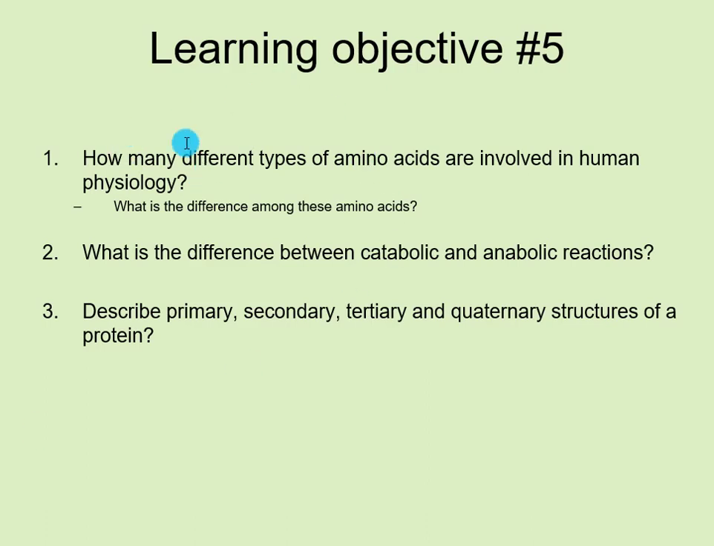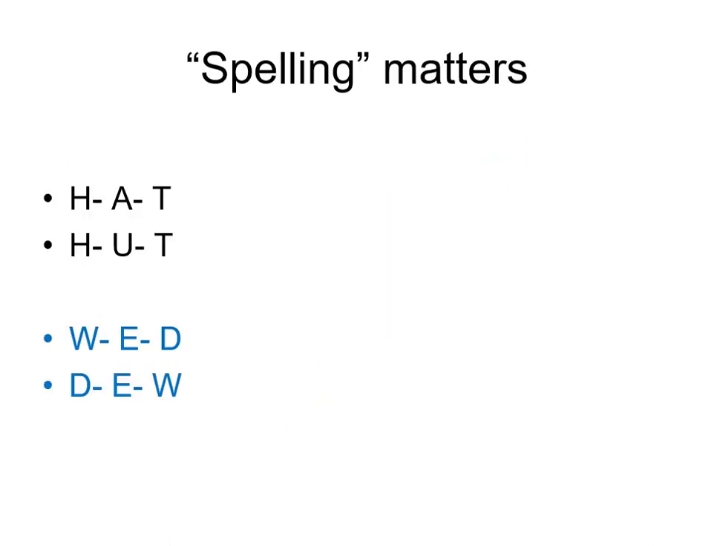Okay, so let's see where we're at. We talked about the 20 different amino acids and the differences, the R groups. We looked at the difference between catabolic, breaking down, and anabolic, building up reactions, specifically looking at hydrolysis and dehydration synthesis. Now we got to talk about this part over here, primary, secondary, tertiary, quaternary structures of a protein. Okay, so let's take a look at this slide over here.